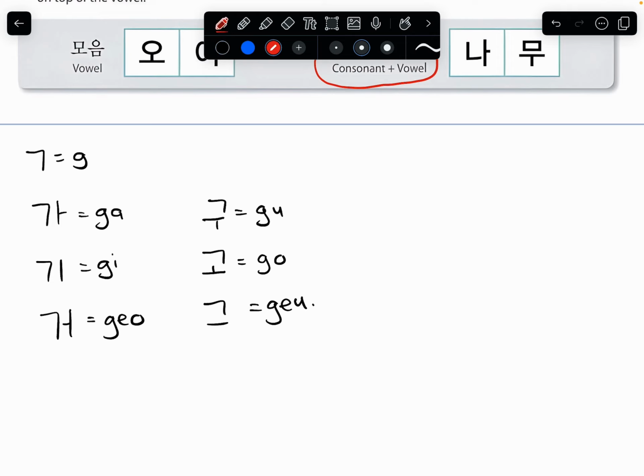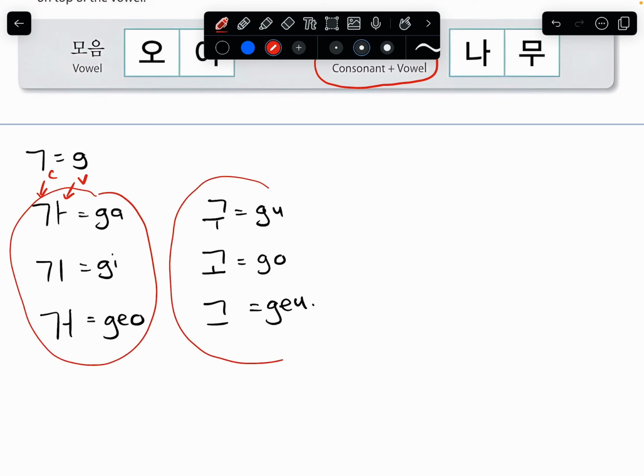Okay. So actually, if you want to combine this consonant and this vowel, there are certain rules. I will show you the rules. If you can see here, the difference between this group and this group is the position of the vowel. Here the vowel is on the right, but here the vowel is at the bottom. One at right and one at bottom.